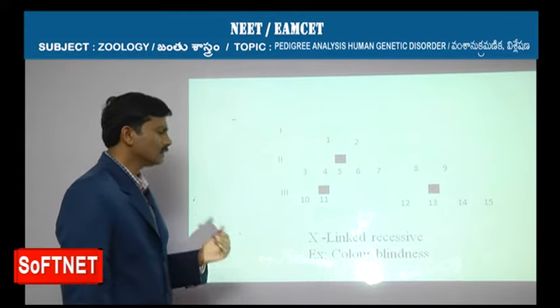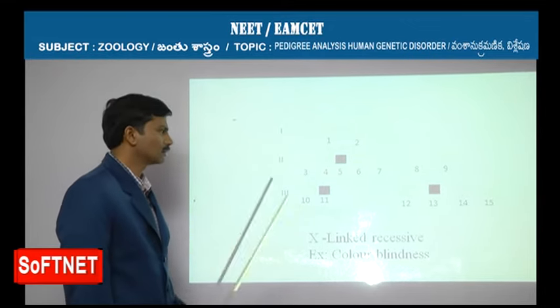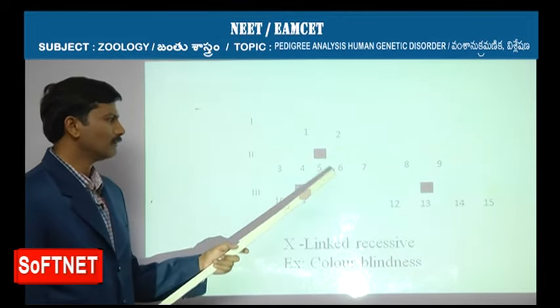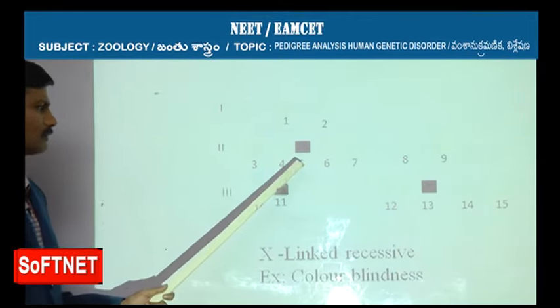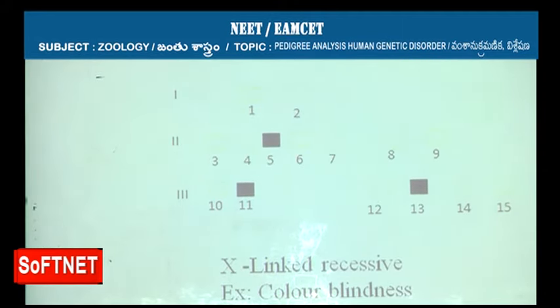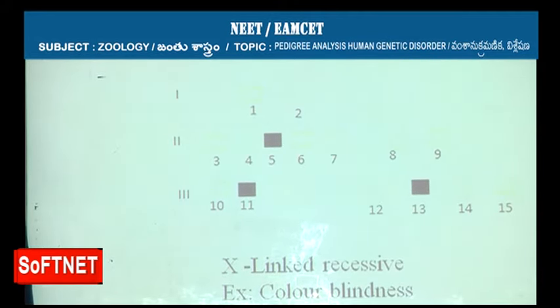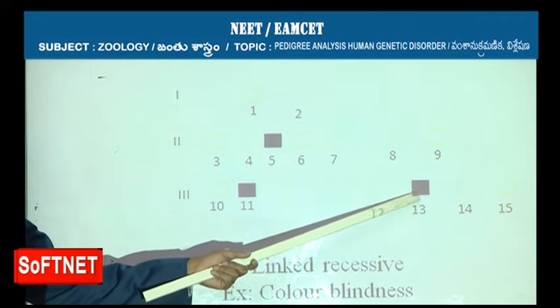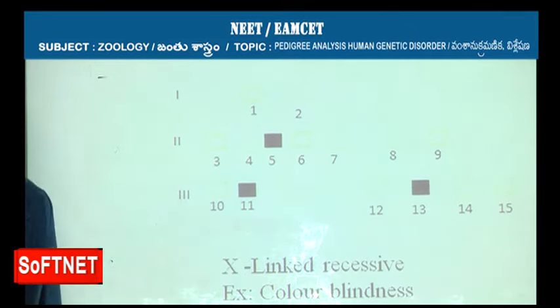In this given chart, for example, both the parents remain unaffected, and one of the males is affected in the generation. One male child is affected, whereas both the parents remain unaffected. In the third generation, again it appears in a male, and in the third generation of another marriage too, another male is also affected.